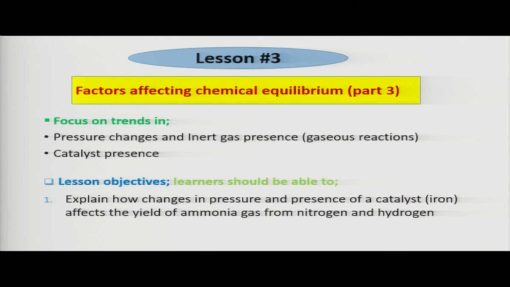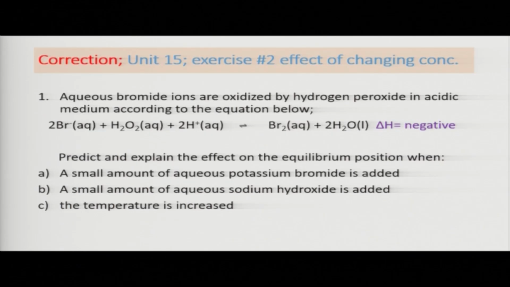So briefly, in a previous lesson, we looked at how changes in concentration affects the equilibrium. Then we used changes in the concentration of sodium hydroxide as regards to dichromate-chromate equilibrium. Then I left you with a related exercise, which I called exercise 2 because it was for lesson 2, and it is basically on the effect of changing concentration. And I included in the effect of temperature as we covered in lesson 1. So I left you with that exercise.